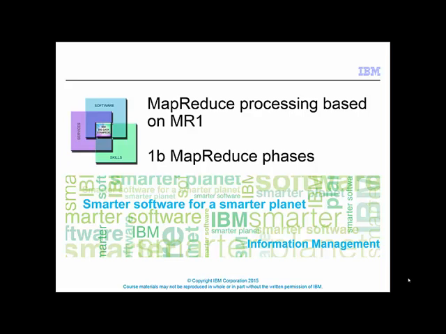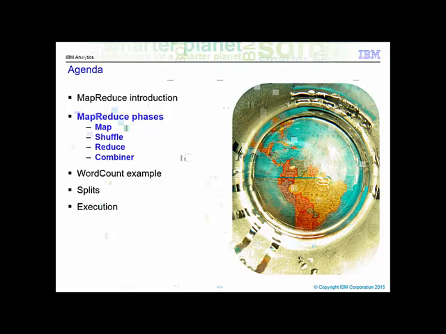In this video we will look at the phases of MapReduce. The two major phases are map and reduce, but we will see that there are two other minor phases. Here we see listed the four phases: map, shuffle, reduce and combiner. The combiner phase is optional and fits just before the shuffle phase, but we will look at the four in the listed order for your better understanding.